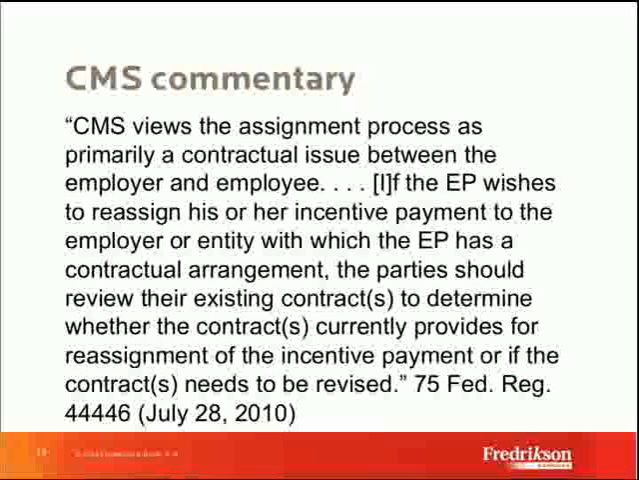And very unhelpfully, CMS has basically said the assignment process is a contract issue.